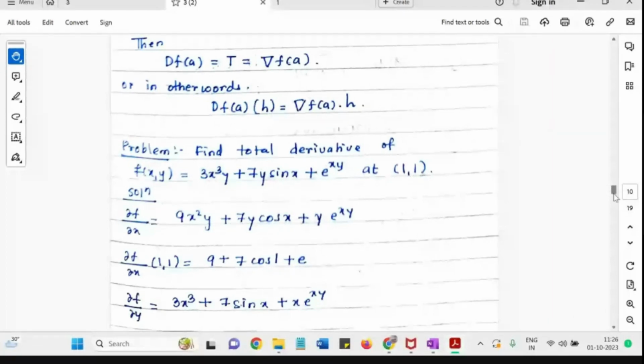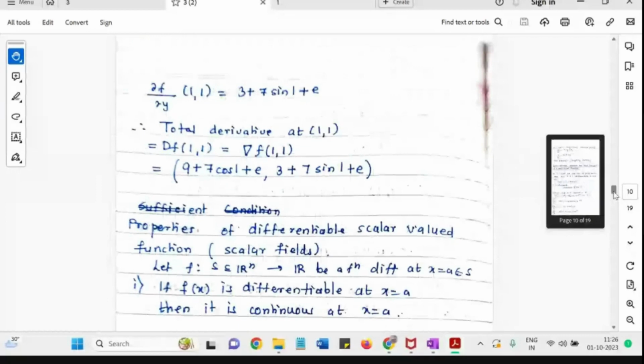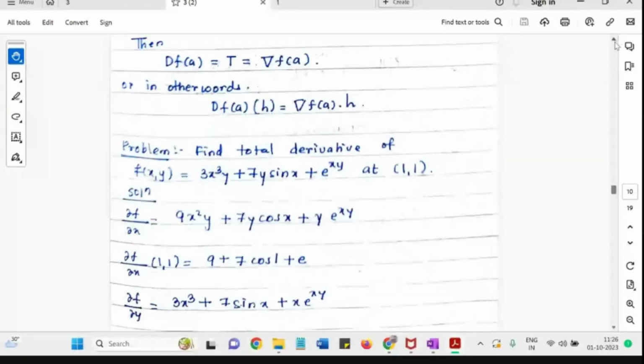So let us calculate the derivative of f with respect to x for this function. Again, by treating y constant, the derivative is 9x square y plus 7y cos x, since the derivative of sin x is cos x, plus the derivative of e raised to xy with respect to x, which is e raised to xy into y. Now I want the derivative of f at 1, 1. So put x equal to 1, y equal to 1. So it is 9 plus 7 cos of 1 plus e.